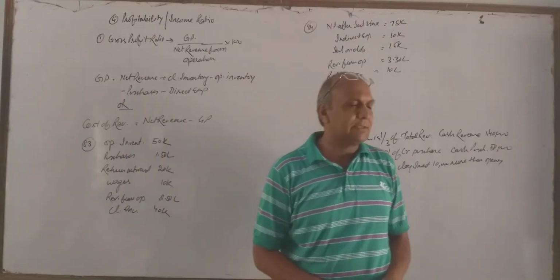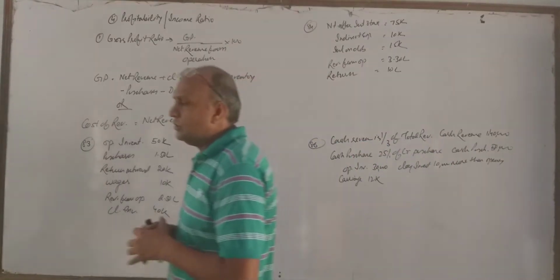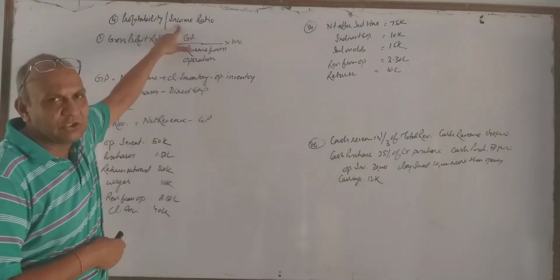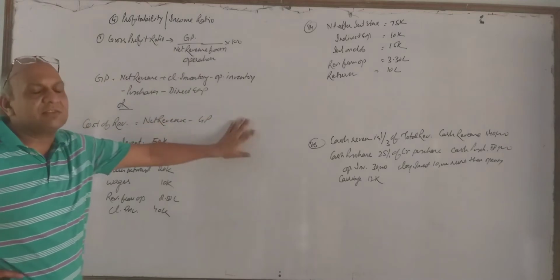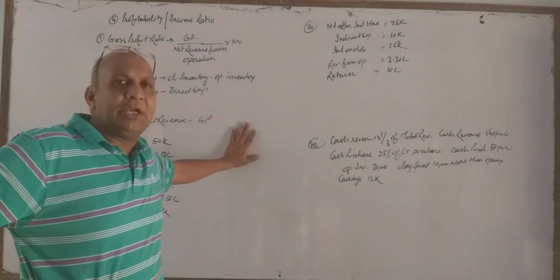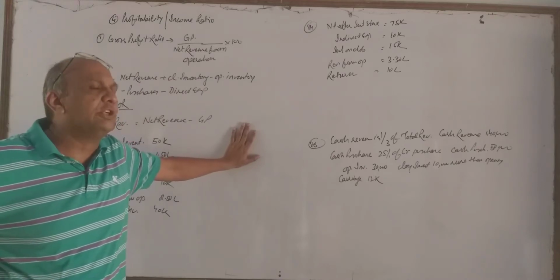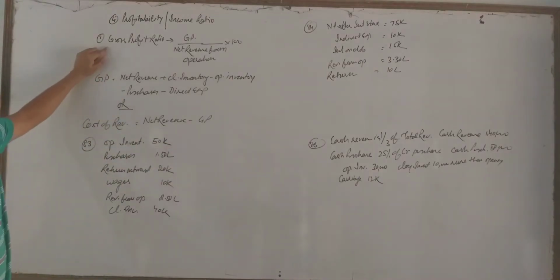Ratio analysis. Today we are starting the fourth ratio of this chapter, profitability or income ratio. In profitability ratio, we have various ratios like number 1 gross profit ratio, number 2 operating ratio, number 3 operating profit ratio, number 4 return on investment. Today we are starting gross profit ratio.